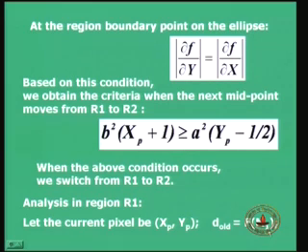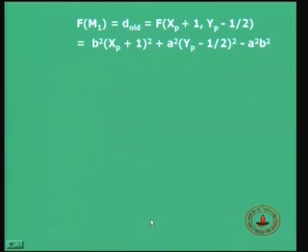That one subscript indicates that we are analyzing in region R1. The subscript 1 indicates that we are in region R1. Okay. So, fm1 is the value of the function f at the next midpoint in region R1, which is d old. The subscript old indicates the current or old value, which is f at xp plus 1, yp minus half. This is because the choice is between east and southeast pixel.